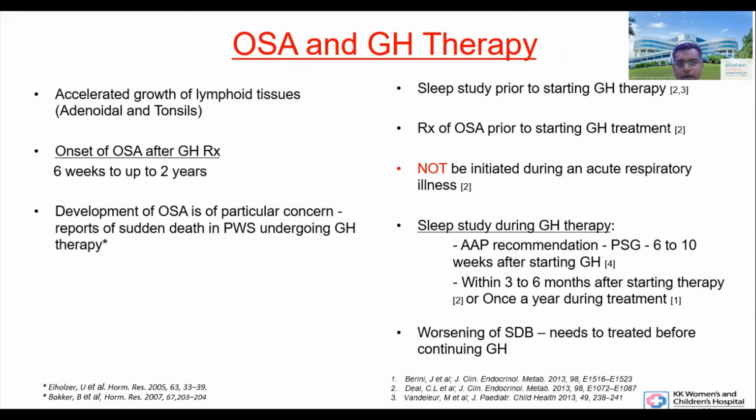And development of OSA is a very important concern, because sudden death has been reported in children with Prader-Willi undergoing growth hormone therapy. So it's important to assess for any underlying sleep disorder breathing by performing a sleep study prior to starting growth hormone. And if there is any evidence of sleep disorder breathing, that needs to be treated prior to starting growth hormone. And it should not be initiated during any acute respiratory illness, where they are more prone to worsening of sleep disorder breathing and also reported sudden death.